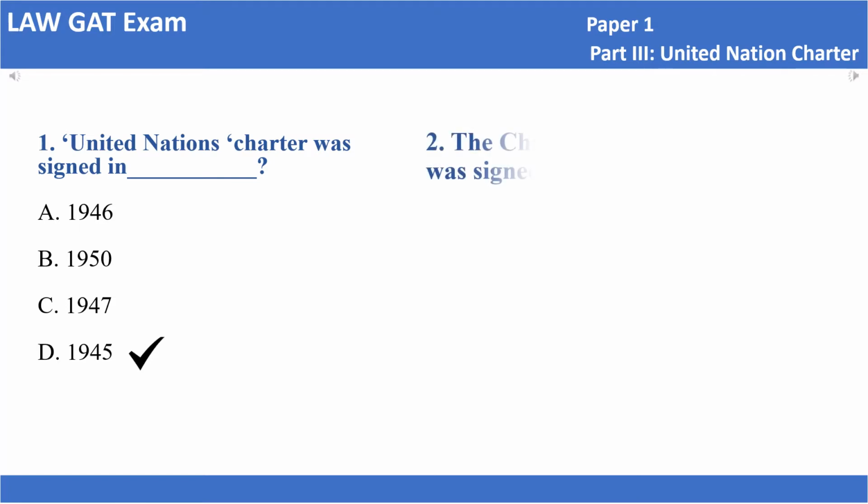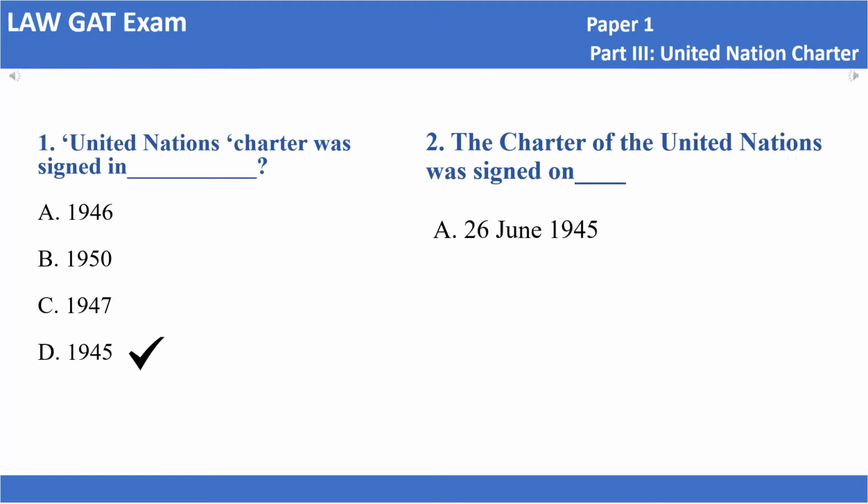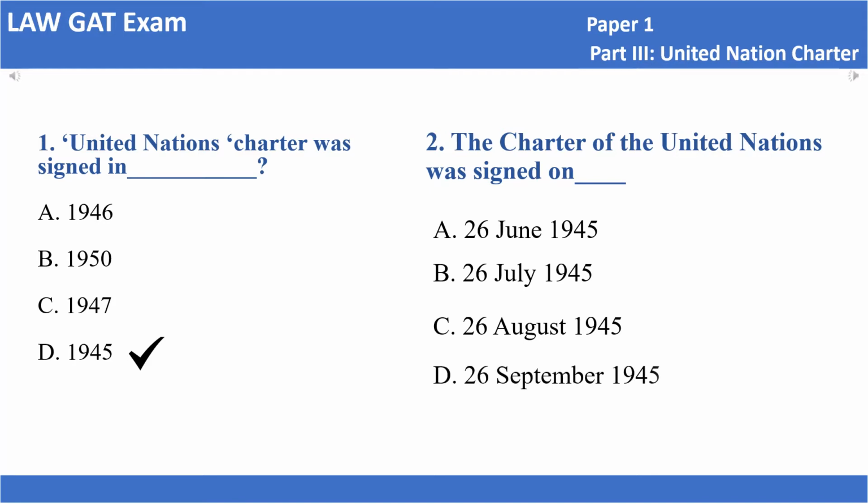The Charter of the United Nations was signed on option A June 26, 1945, option B July 26, 1945, option C August 26, 1945, or is it option D September 26, 1945? The correct answer is option A June 26, 1945.